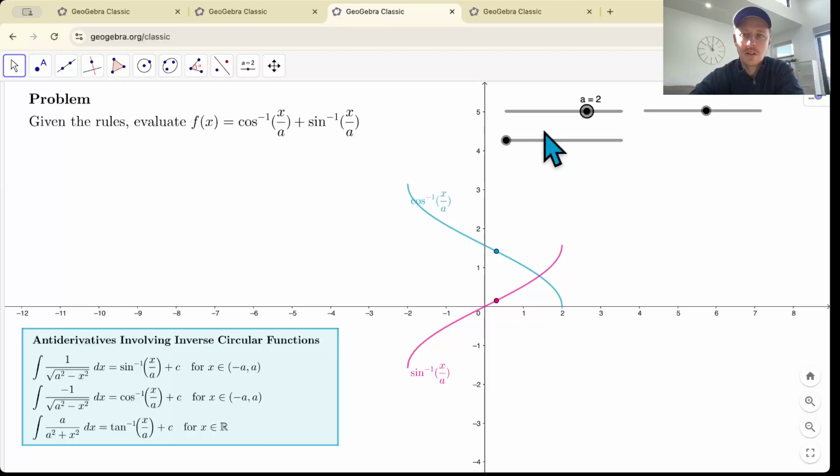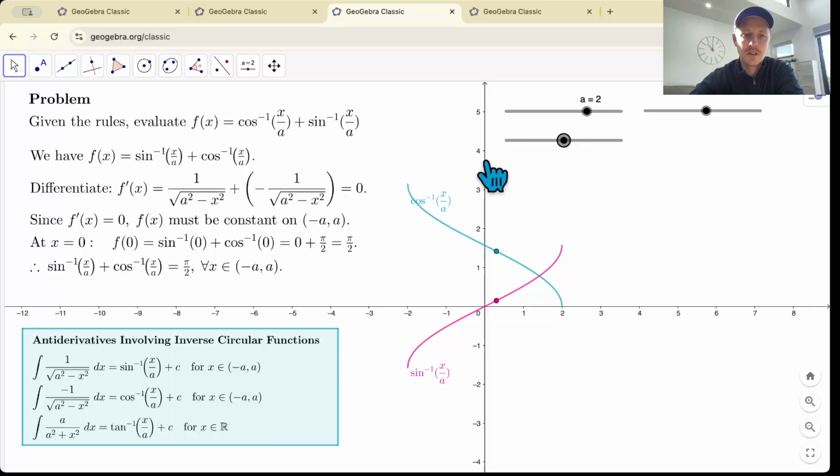I think what you should get, if you work through that, is the following conclusion. Let's step through this. We can consider this its own function. If we were to differentiate both sides of these equations, differentiating this whole function, the derivative of cosine inverse would leave us with -1 on the square root of a squared minus x squared. Similarly, the derivative of sine inverse of x on a leaves us with 1 on the square root of a squared minus x squared. You'll notice that they are exact opposites of one another, so they add to 0.